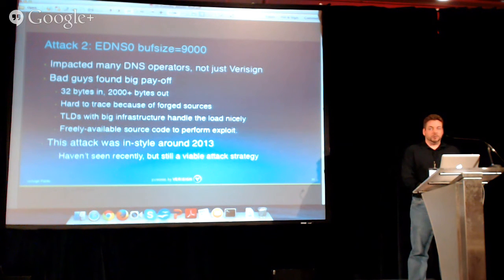I'm sure a lot of people in here have already seen this. Bad guys had a good payoff: 32 bytes in, 2,000 bytes out. That's a pretty good deal. It's pretty hard to track down because the source addresses are all forged. And we had a lot of load capacity, and back when these were happening, we didn't have response rate limiting in place. We also, in fact, found the code that does this on Pastebin. I may be able to share that with you if you're interested, but it's pretty dumb. The attack was in style around 2013. We haven't really seen it since then.